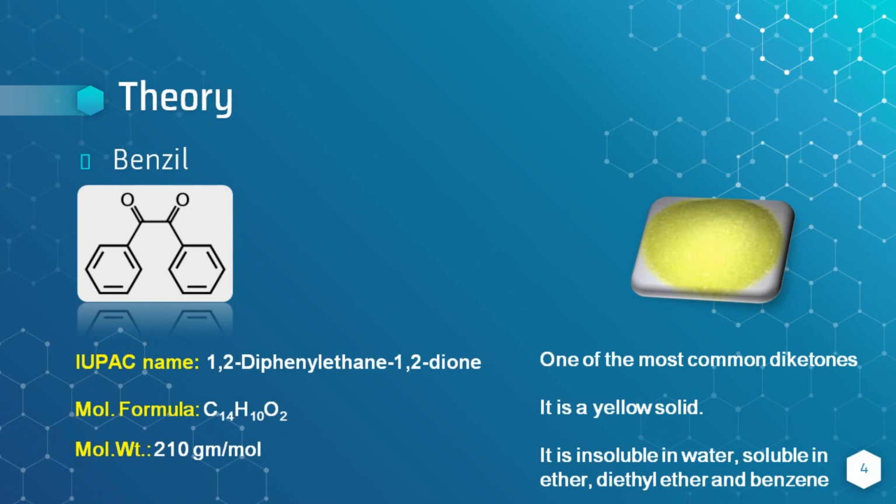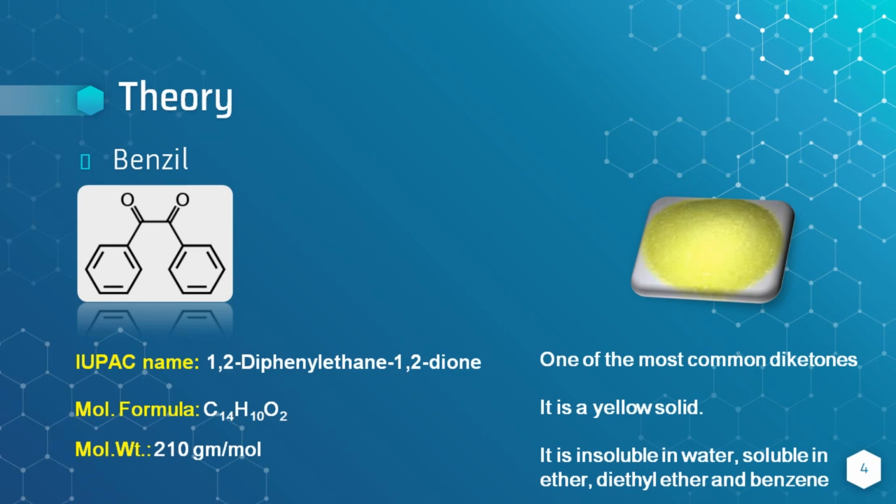You can see in the diagram, it contains two phenyl rings as well as an ethane bridge, and on the 1,2 position there is a keto group. So the IUPAC name is 1,2-diphenyl ethane 1,2-dione. Its molecular formula is C14H10O2. Molecular weight is 210 grams per mole.